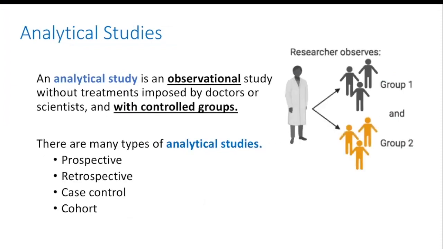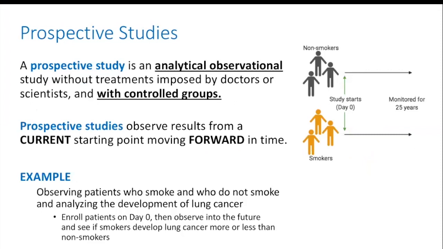Analytical studies are observational studies without treatment imposed by doctors or scientists and include controlled groups. There are several types which we'll go through now. Prospective studies move from a current starting point forward in time. For example, observing patients who smoke and who do not smoke in order to analyze their development of lung cancer.